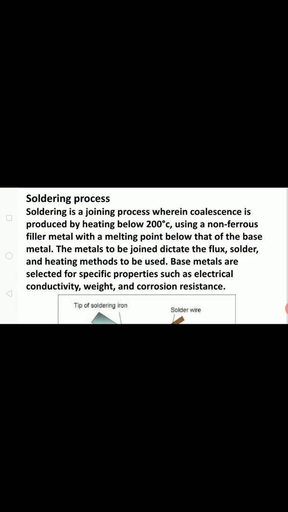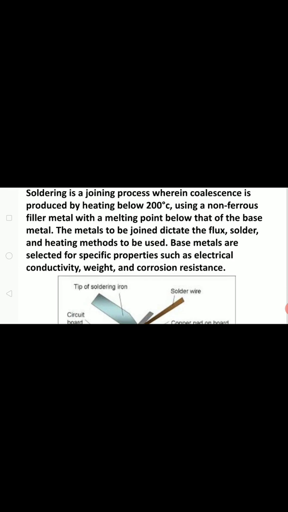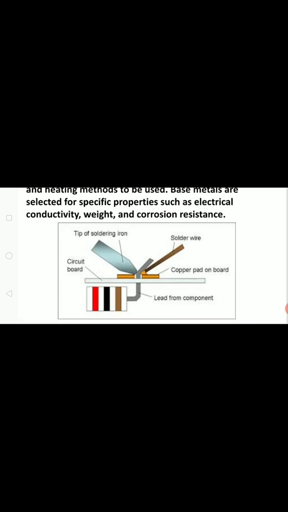It is a joining process wherein coalescence is produced by heating the fusible metal below 200 degrees centigrade and supplying trickles of fusible alloy in between the parts to be joined. It is used for dissimilar metals; the fusible alloy melts below 200 degrees centigrade, so without melting the base metal, the metals can be joined. The principle of operation is shown here. Look at the picture: the soldering wire, and the tip of the soldering iron, which is nothing but a soldering gun. The soldering wire is a fusible alloy.